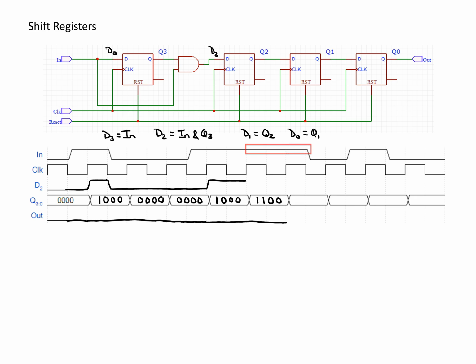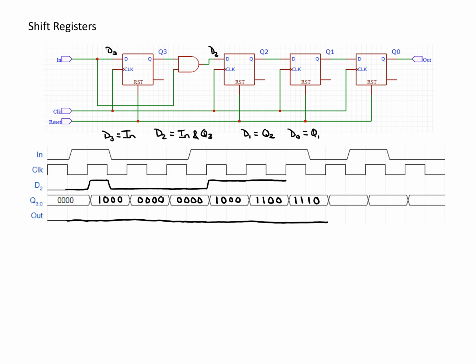Looking forward, the input remains 1, and the most significant bit Q3 remains 1, so that means D2 is going to remain 1. At the next rising edge of the clock, we see that in is still 1, so we would shift in a 1. D2 is still 1, so Q2 is going to get a 1. Now we have that Q2 is also 1, so that means our next bit is going to get a 1, and then Q1 was a 0, so we'll have a 0 that shifts over here. And so at this point, our output is still 0 since the least significant bit is 0.